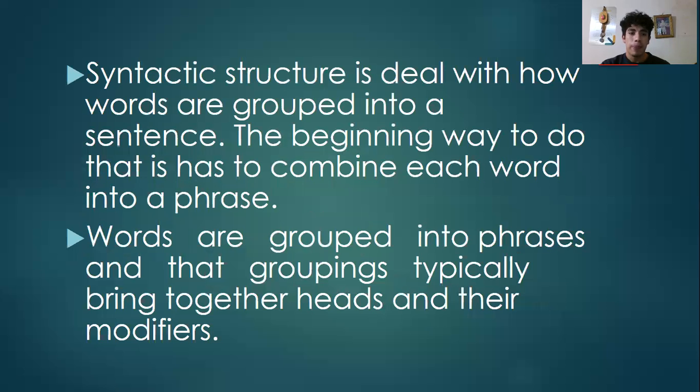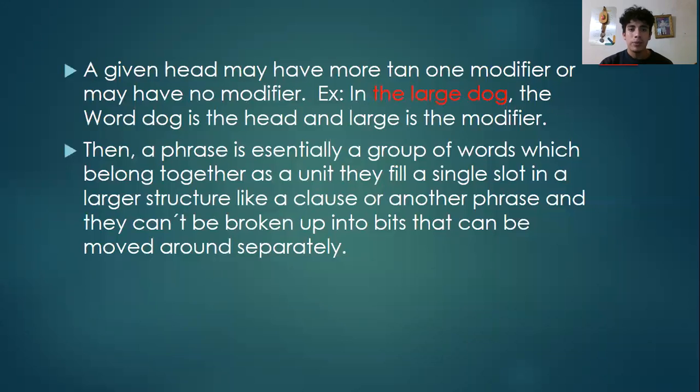So let's start. Syntactic structure deals with how words are grouped into a sentence. The basic way to do that is to combine each word into a phrase. Words are grouped into phrases, and that grouping typically brings together heads and their modifiers. A given head may have more than one modifier or may have no modifier. Example, the large dog. The word dog is the head and large is the modifier.